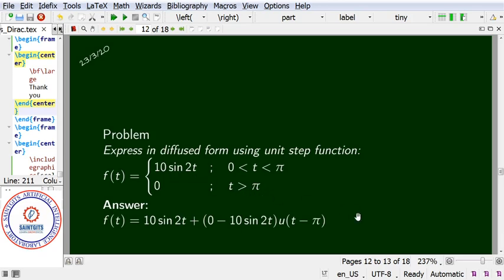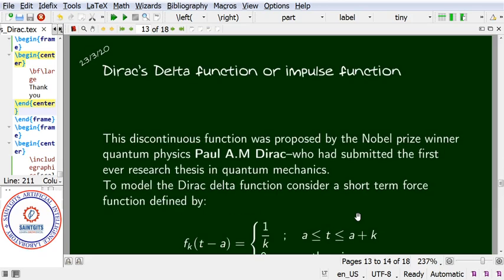So in this way we can combine or fuse together multi-valued functions into a single line function. Now we are going to discuss the second popular and important discontinuous function. Its name is Dirac's delta function or unit impulse function.